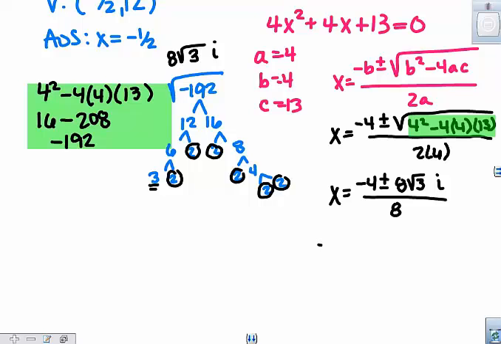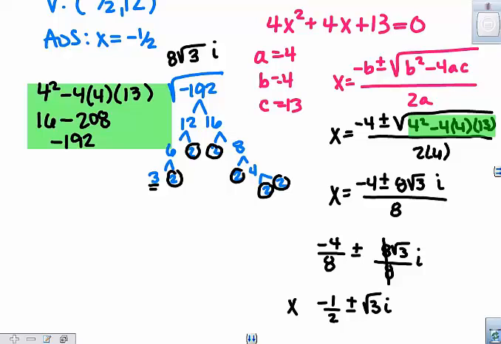Simplify. So we're going to split this. The 8's cancel here, and this reduces to negative 1/2 plus or minus square root of 3i. Those are your roots. They're imaginary, because in your graph you can see it doesn't actually cross the x-axis.